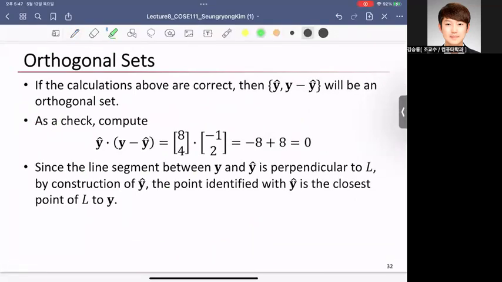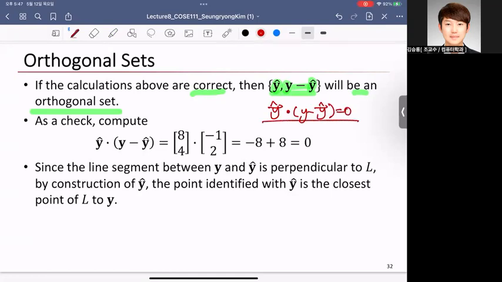If the calculation is right, then y hat and y minus y hat will be an orthogonal set. What does it mean? The inner product of y hat and y minus y hat should be 0. So it is going to be an orthogonal set. Let's check and compute this one. If we do it, 0 comes out, right?